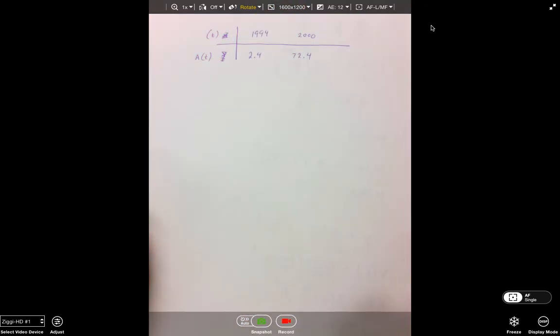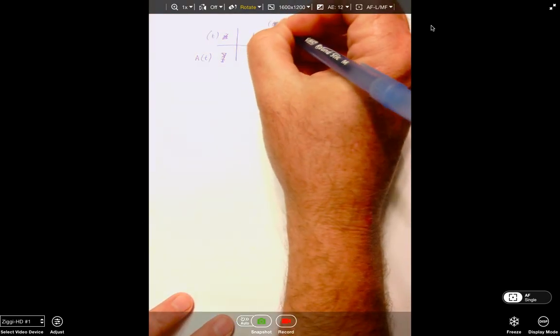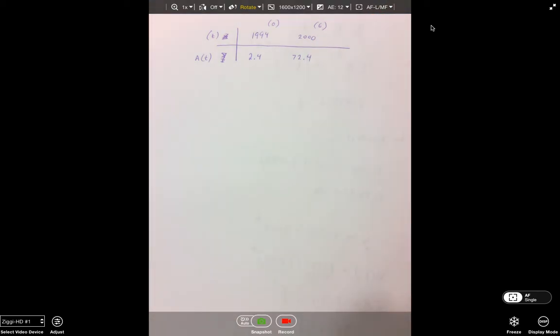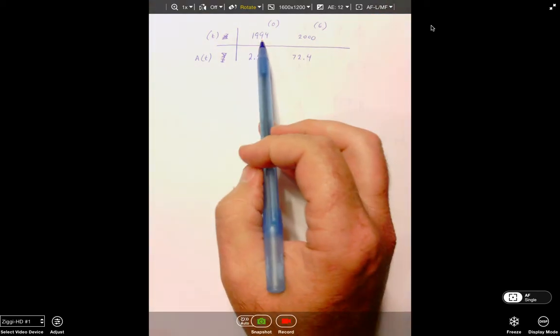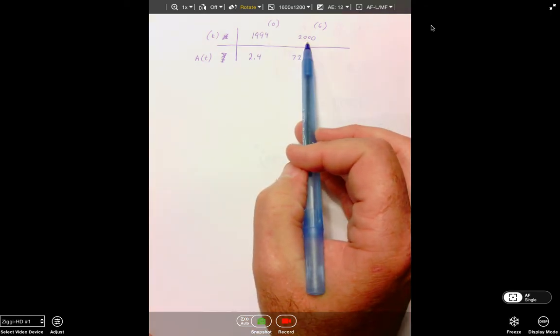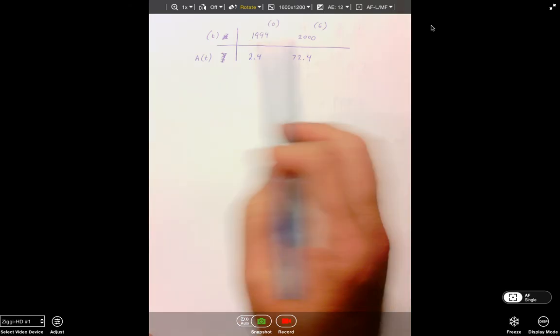And what I may want to do, and what we often do in these problems, is let this be 0 and let this be 6, because let this be my starting time, and let this be the number of years after the starting time.